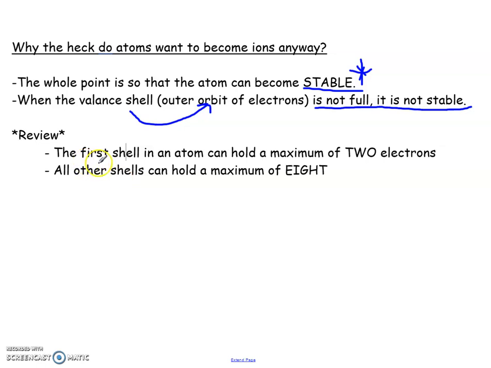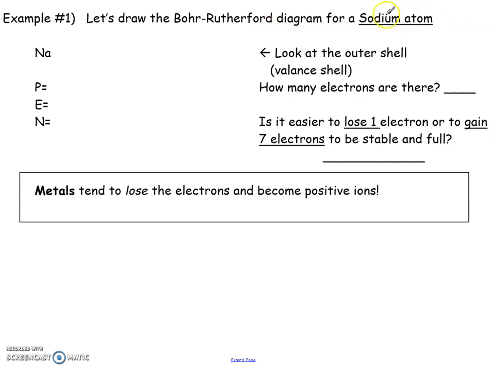Just to review, the first shell or the first orbit that you draw on an atom can only hold a max of 2 electrons. Every other orbit holds a max of 8. So if you had 2 electrons and 8 electrons here, those shells would be stable because they're completely full. If it is not full, so let's say we had 7 out of 8 electrons on the outside orbit, that means it is not stable. So that's why atoms would become ions. And I'm going to show you when we look at Bohr-Rutherfords that it'll make more sense when you see an example. Okay, so let's look at sodium.